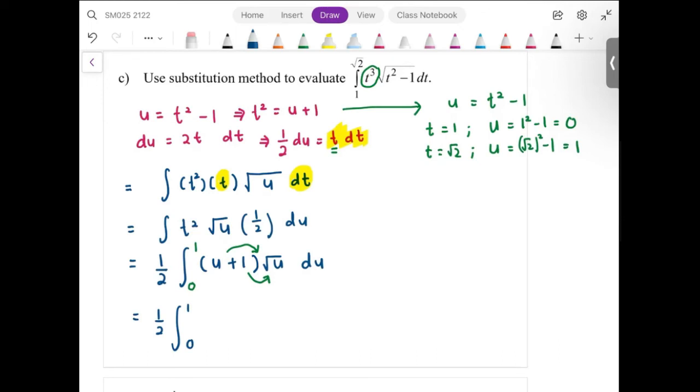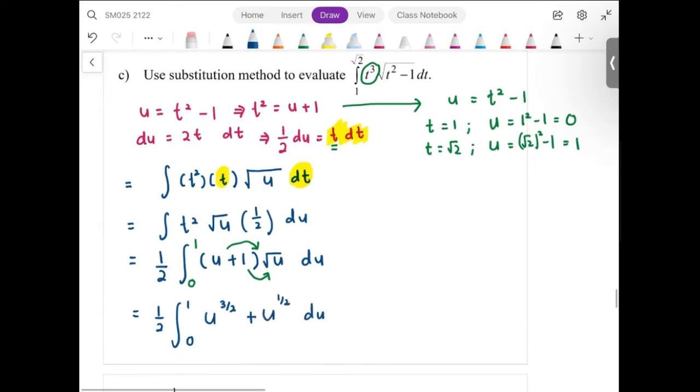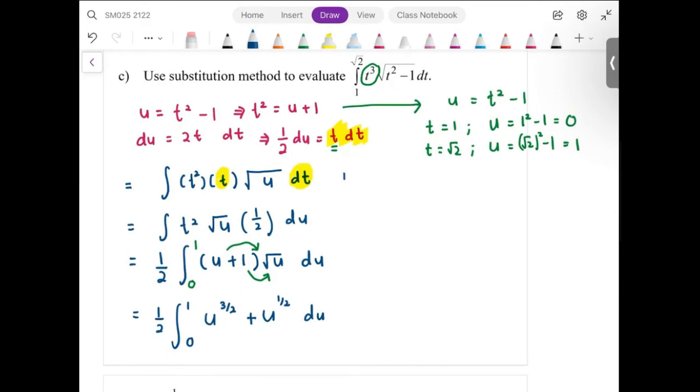Remember, root u tu u to the power of half. Bila kita darab, dia akan jadi hasil tambah. So 1 plus 1 over 2, we get 3 over 2. So it's basically u to the power of 3 over 2. Okay. 1 times root u lah. So u to the power of half du. Means now kita dah boleh start integrate. Tak ada masalah dah. Okay.